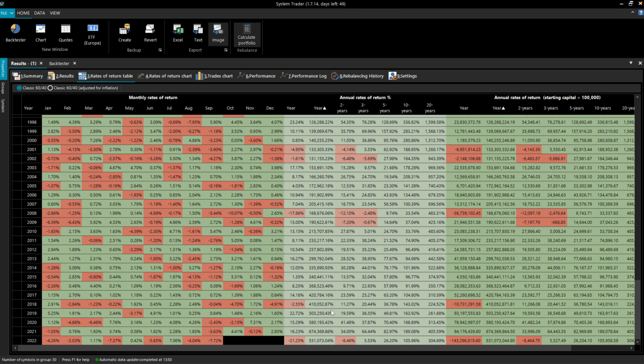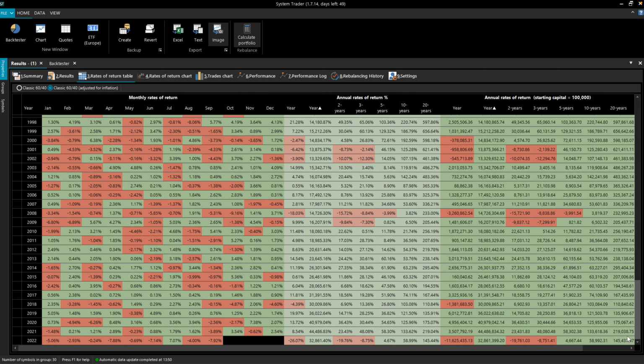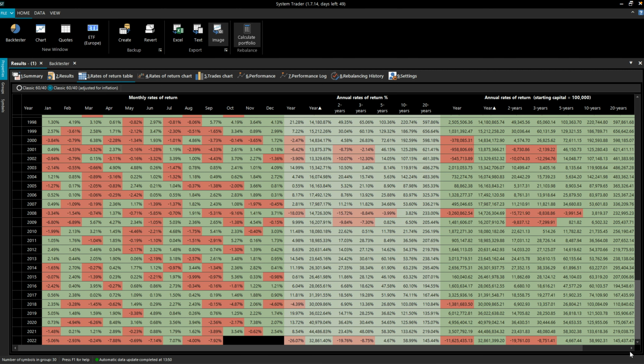By the way, you can also see all these results adjusted for inflation, which is very helpful because then you can see how the portfolio worked when you also take into account inflation. And then, for example, you see that after 20 years, rather than having 300%, we had 145% profit in our 60/40 portfolio. So it's nothing complicated, but it gives you a really great impression of how the portfolio was working over time.